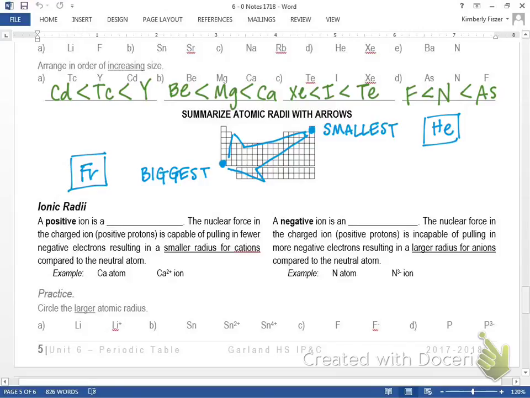What do I call a positive ion? A cation. What do I call a negative ion? Anion. The word is anion.